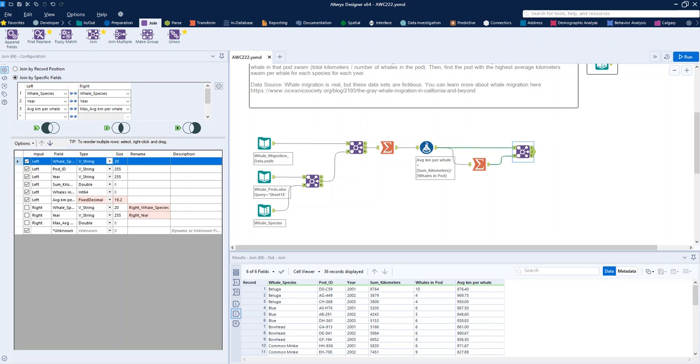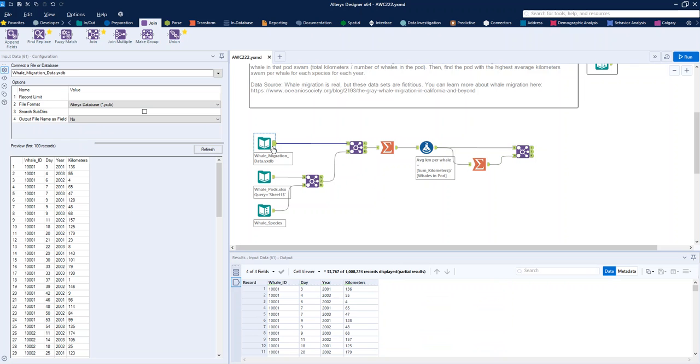This Alteryx Weekly Challenge is all about joining some different data sets together and working out some calculations from them. So our first data set has the most detail. It has each whale ID, each day of each year, and how many kilometers they swam.